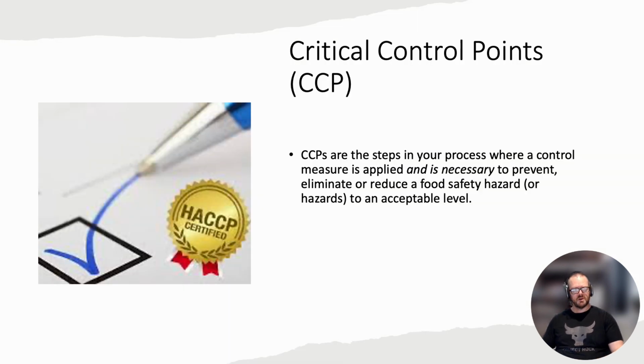Critical control points I spoke about. They're the steps in the process where a control measure is applied and is necessary to prevent, eliminate, or reduce a food safety hazard to an acceptable level.